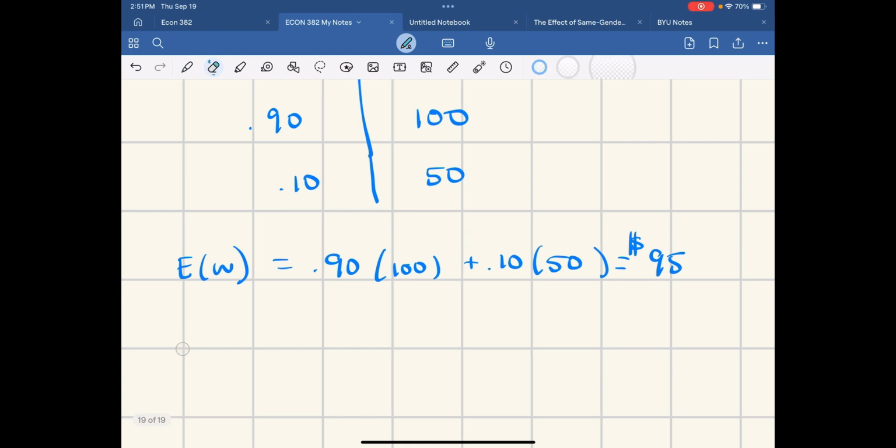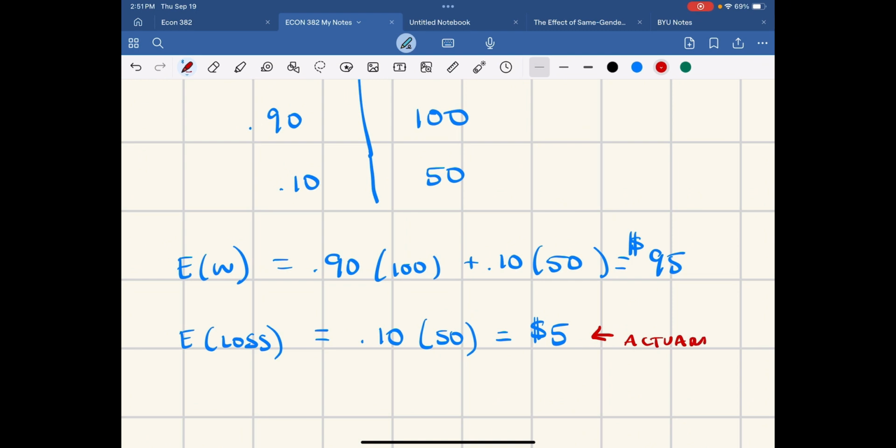Okay, we could also ask, what is the expected loss? Well, in this case, the expected loss is the probability that the accident occurs times the amount that is lost during the accident. And that means the expected loss is $5. And as we think about this, this is the amount we're going to look at as the actuarial fair premium. So that's what that $5 can represent there.